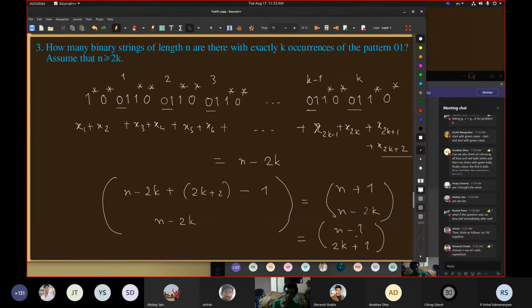The first digit should be 1 now, sir, in the binary string? X1 should be greater than or equal to 1. No. It may start with 0. Binary string means any sequence of zeros and ones. Don't confuse with numbers. 000 is a binary string. For the moment, it has nothing to do with the number 0. Any sequence of zeros and ones.